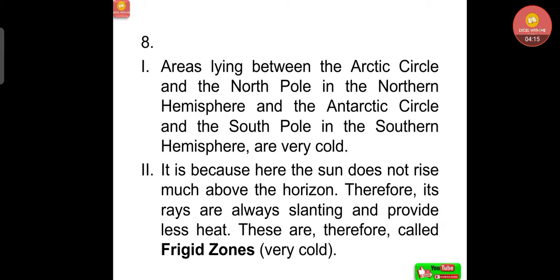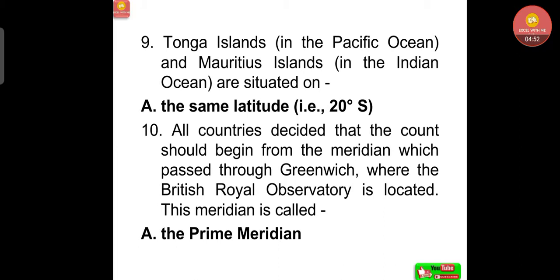Now the next one is the frigid zones, near the poles, where too much cold will be there. The areas lying between the Arctic Circle and the North Pole in the northern hemisphere and the Antarctic Circle and the South Pole in the southern hemisphere are very cold. It is because here the sun does not rise much above the horizon. Therefore its rays are always slanting and provide less heat. These are therefore called frigid zones. So very cold areas. Now Tonga Islands in the Pacific Ocean and Mauritius Islands in the Indian Ocean are situated on the same latitude, that is 20 degree south.